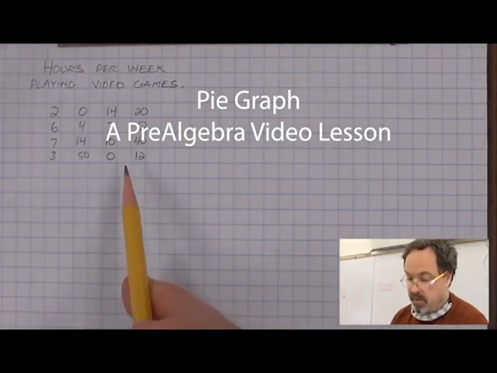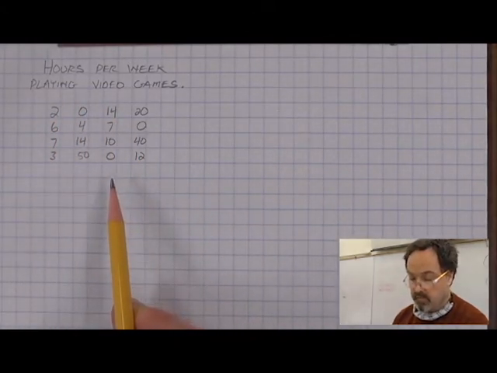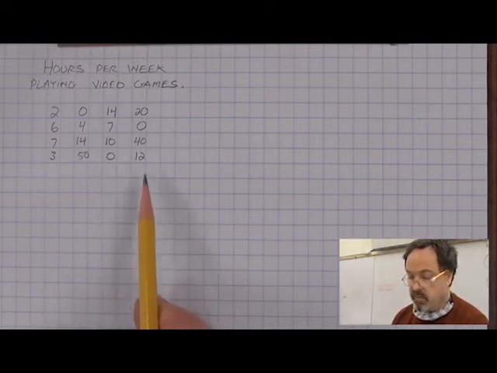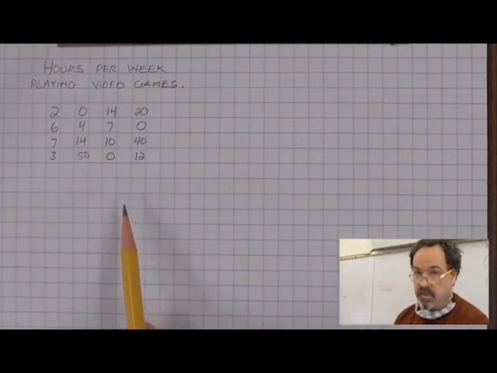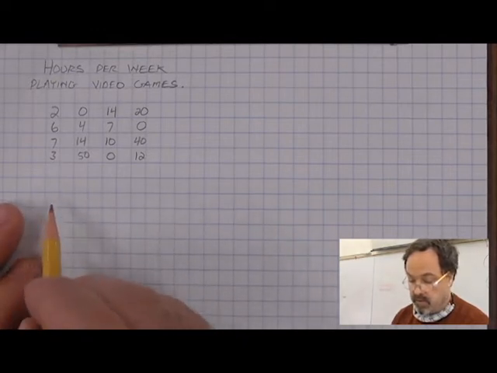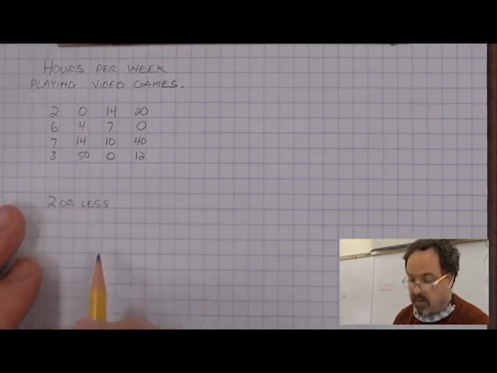I have numerical data. We can imagine that we asked 16 people how many hours per week they played video games. This numerical data we're going to put into categories so that we can make a pie graph from the categorical data. The categories that I'm going to choose this time is a category of 2 hours of video games or less played per week.